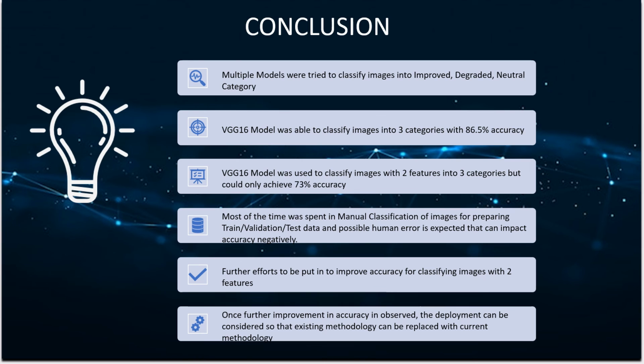One thing to keep in mind is that most of my time was spent in the manual classification of images for preparing train, validation, and test data. And it's quite possible some human errors were made while manually classifying these images. So further efforts have to be put in to improve the accuracy for classifying images with two features. And once I have some success in getting better accuracy for part two of the project, I will consider the deployment of this project into my workplace so that I can replace the existing methodology with an improved methodology which uses machine learning.